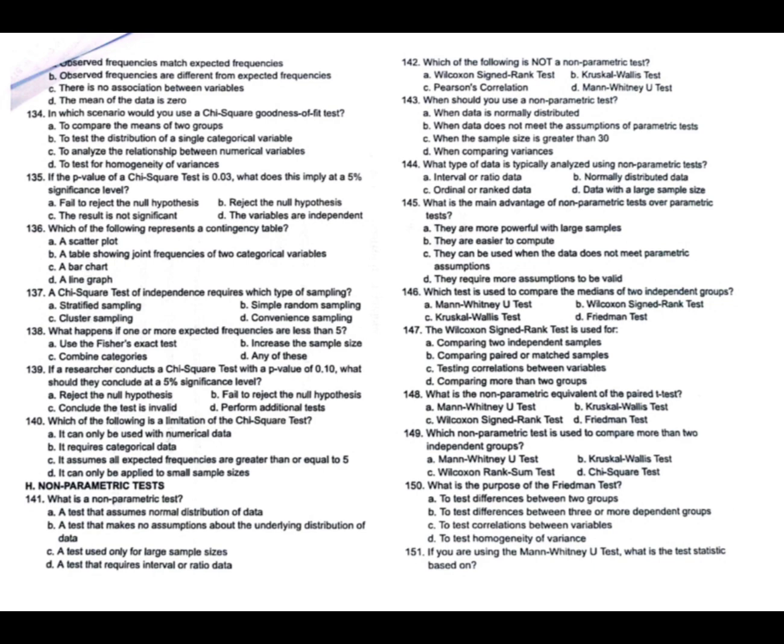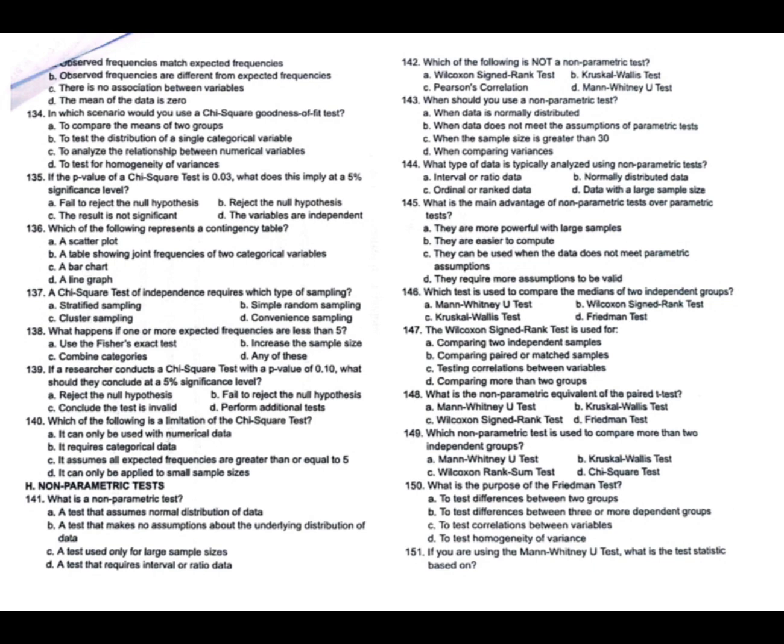So 141. What is a non-parametric test? A non-parametric test is a test that makes no assumptions about the underlying distribution of the data. The answer is letter B. Which of the following is not a non-parametric test? So the answer is C. Pearson correlation, since we have here the Wilcoxon signed-rank test, Kruskal-Wallis test, Mann-Whitney U test, and the only one that is not a non-parametric test here is Pearson correlation because it is a parametric test. So the answer is letter C.